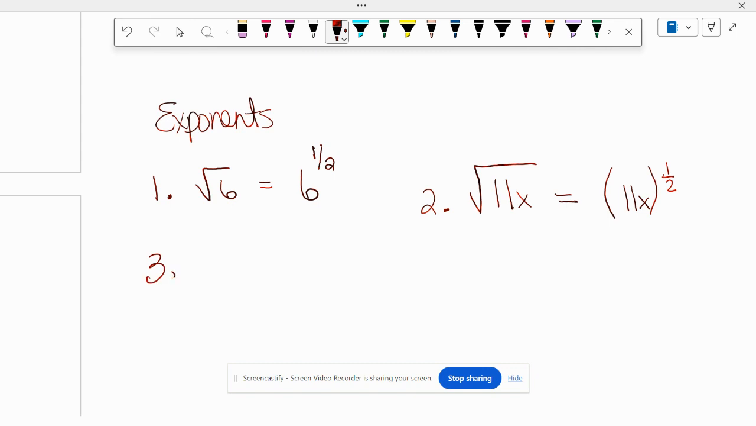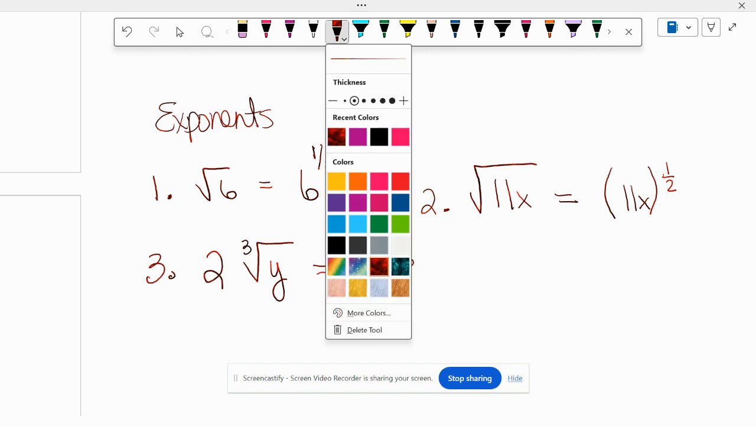Number 3. I have 2 times the cube root of y. What is under the radical symbol? Just the y. The y is the only thing that's being taken to a power. So I write this as 2 times y to the 1/3 power. How do we feel about that?